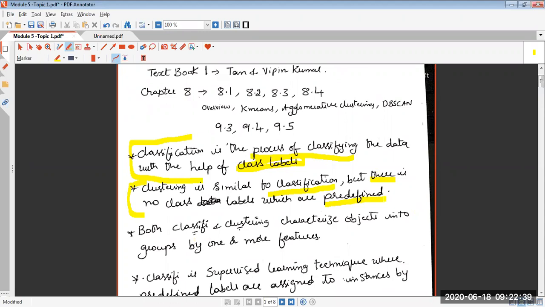So one difference we could make out in the first two points: in classification, you are giving the class label. You are telling what should be class A, what should be class B. And in clustering, which is module 5, the class labels, the name of the class, will be decided by the algorithm itself. So please note that point.